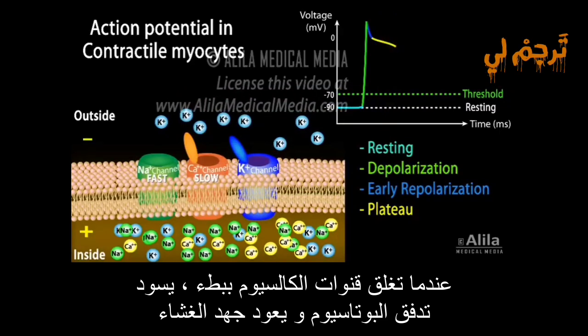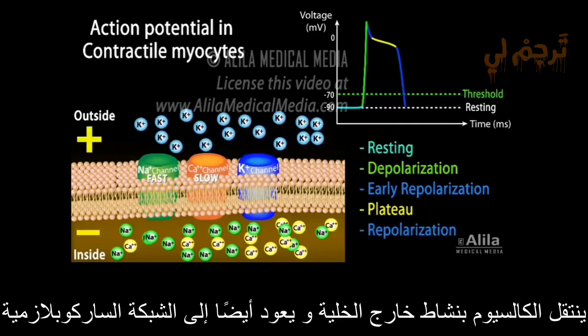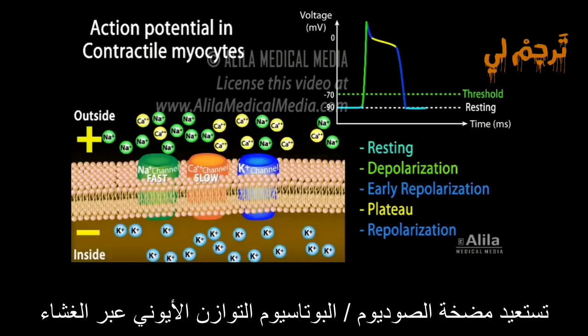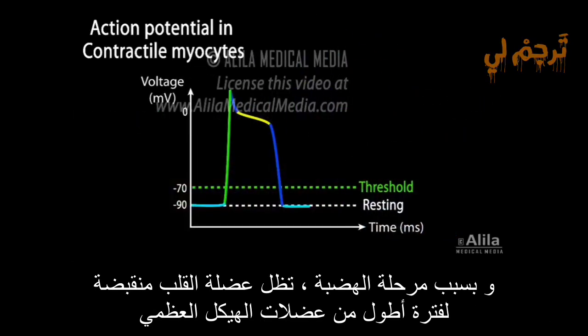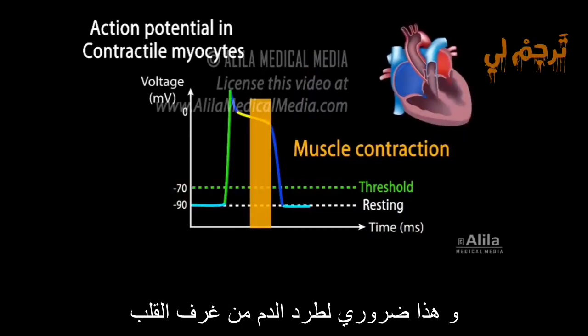As calcium channels slowly close, potassium efflux predominates and membrane voltage returns to its resting value. Calcium is actively transported out of the cell and also back to the SR. The sodium-potassium pump then restores the ionic balance across the membrane. Because of the plateau phase, cardiac muscle stays contracted longer than skeletal muscle. This is necessary for expulsion of blood from the heart chambers.